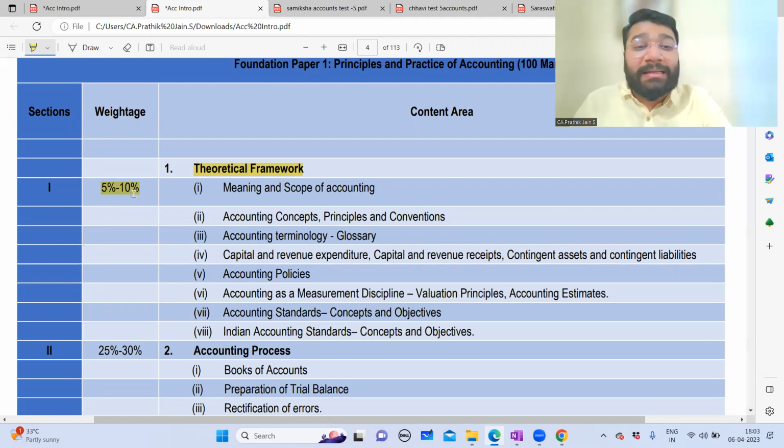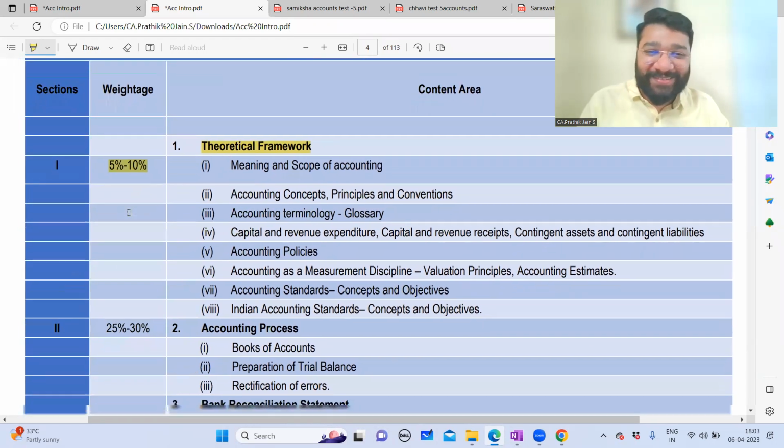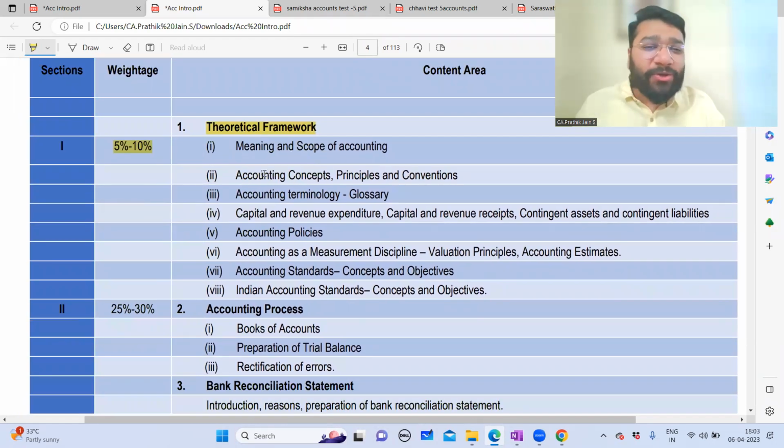A lot of people try to skip this theoretical part, but that's not required. Everything is so easy to understand. Half of this is something you've already studied in 11th, but you wouldn't have studied all of it, which I will teach again. So, very simple: meaning and scope of accounting. What are accounting concepts, principles, and conventions?